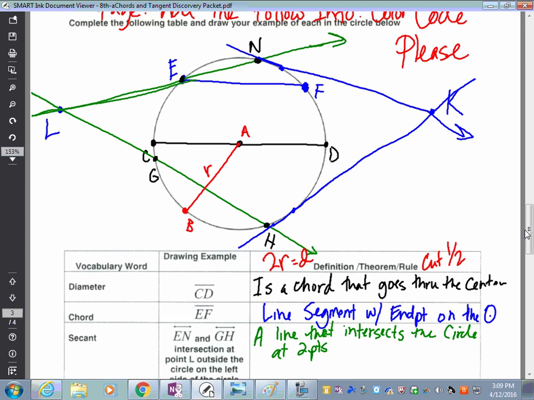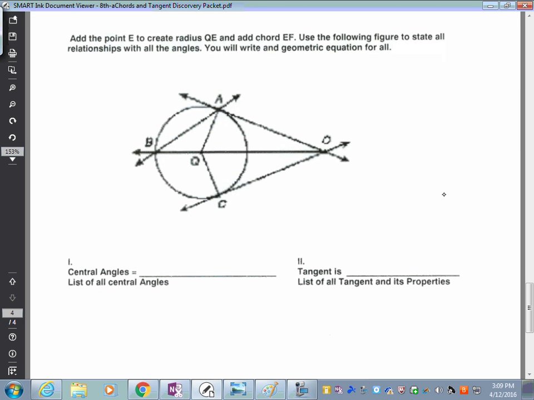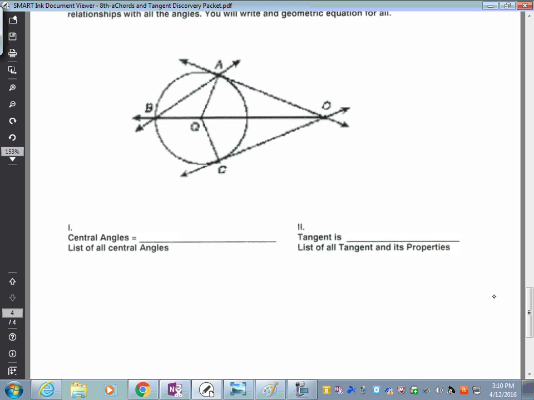You gotta do the tangent. All right, so on the second part, on the next page, just flip it over. It's already going to be drawn for you. We're just going to read the diagram and list the examples of each type of part to the circle.